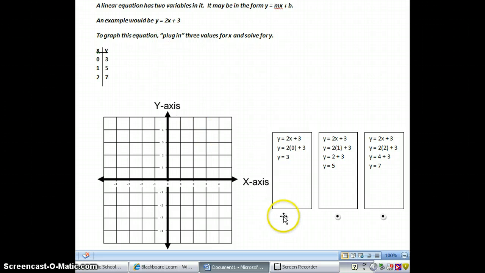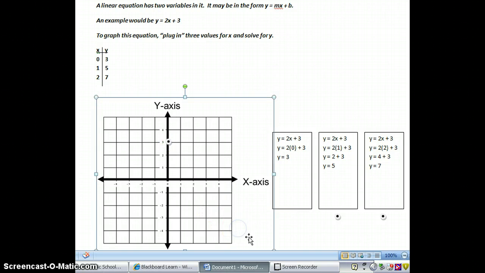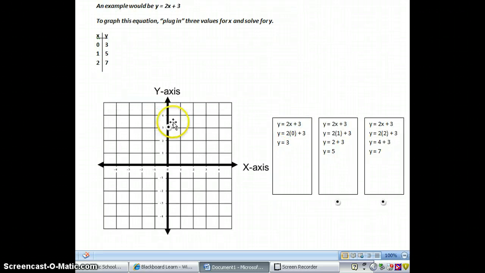Now I'm going to go ahead and graph them. My first ordered pair is 0, 3. Remember, that goes to the right or the left 0 times, and it goes up 3 times. So I'll put a little dot right there at 0, 3. That's going to come in handy later when we have y-intercepts.